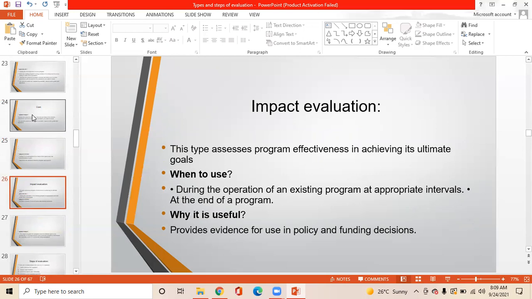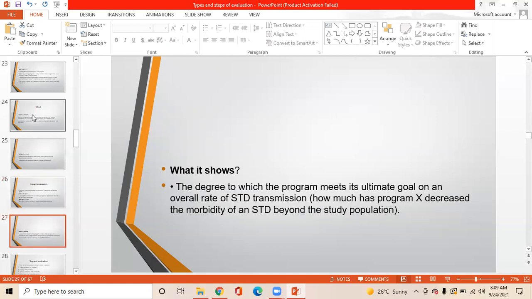And last is the impact evaluation. This type assesses program effectiveness in achieving its ultimate goals. When to use this type of evaluation? During the operation of an existing program at an appropriate interval and at the end of a program. And why is it useful? Because it provides evidence for use in policy and funding decisions. What does it show? It shows the degree to which the program meets its ultimate goals on an overall rate of STD transmission. How much has program X decreased the morbidity of an STD beyond the study population?